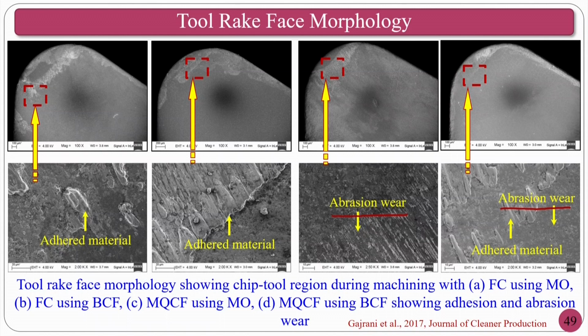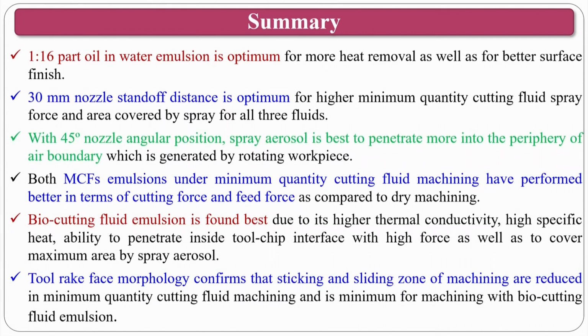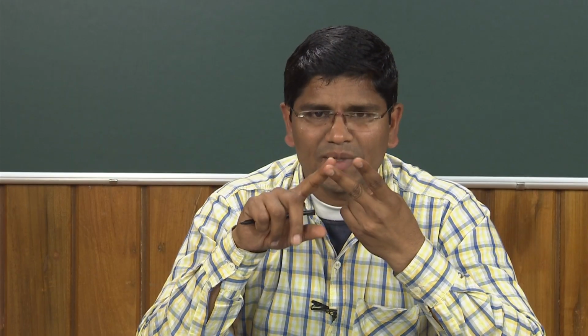But still, if you see the top 4 figures, we are in the better region if at all somebody wants to use the bio cutting fluids. Summary: 1:16 oil-water emulsion is optimum, that is the composition, because we have seen from 2 points, one is thermal conductivity as well as specific heat.